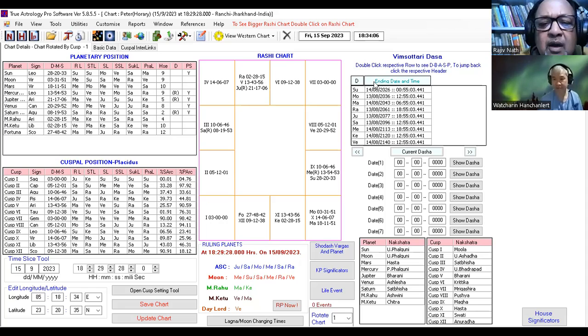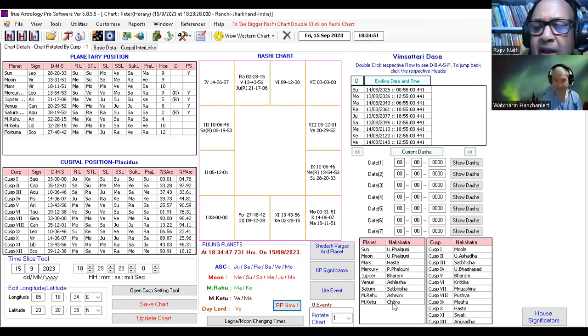Now see, in this horary chart, next what you have to see, suppose you have to use ruling planets. As soon as you prepare the horary chart, the ruling planets for Ranchi, just below this chart, the ruling planets for the time when you prepare this chart will come here. And suppose 1 hour has elapsed and you want to see the ruling planets right now. Then come here. You change it here. Ruling planets now.